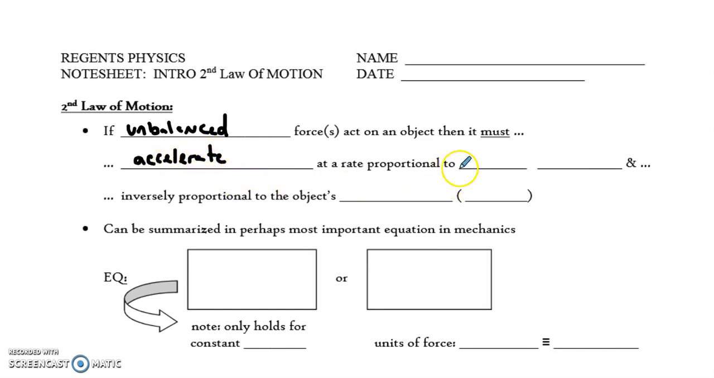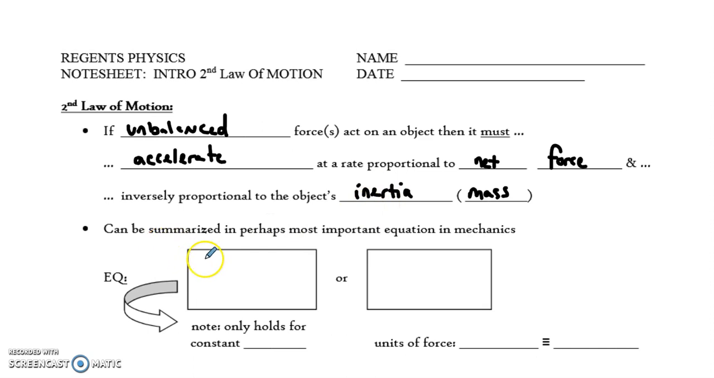But what may be surprising is that the rate that it accelerates at is directly proportional to the net force, which we'll talk much more about in just a little bit, and also inversely proportional to the object's inertia. Okay, and I have in parentheses here its mass. Right, so the amount of mass something has is directly related to the amount of inertia it has.